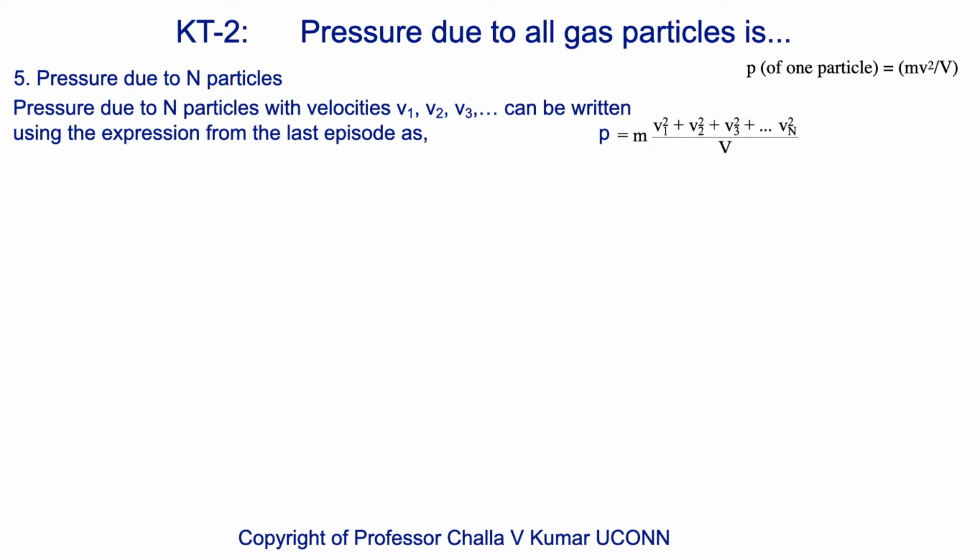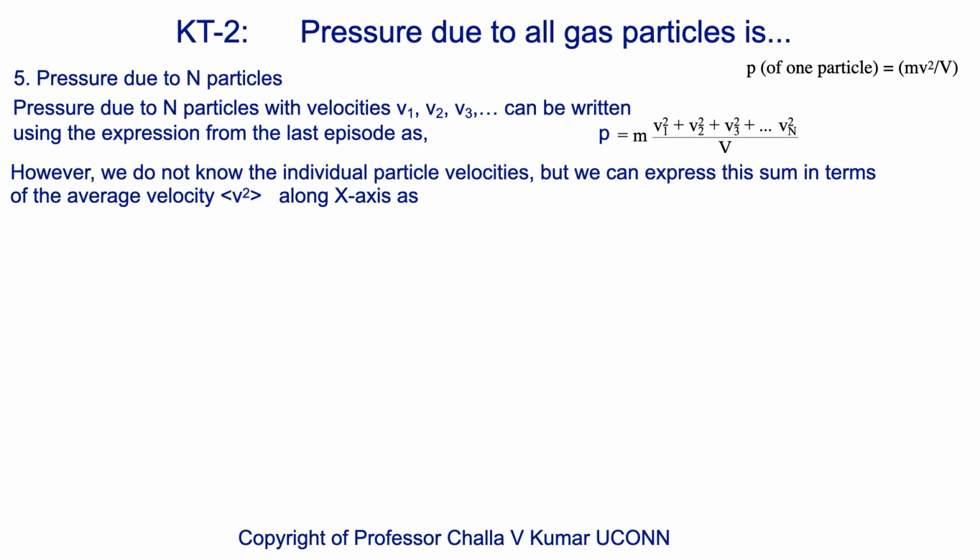So this is simple enough to calculate the pressure exerted by all the particles, except for one problem: we do not know the velocities of individual particles 1, 2, 3, 4, 5, etc. Now remember, these are the velocity components along the x-axis for those particular particles. So we still keep that in mind, the velocity component along the x-axis.